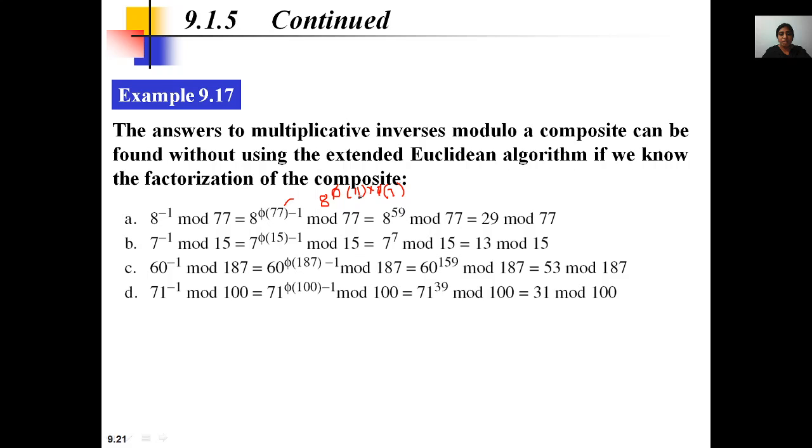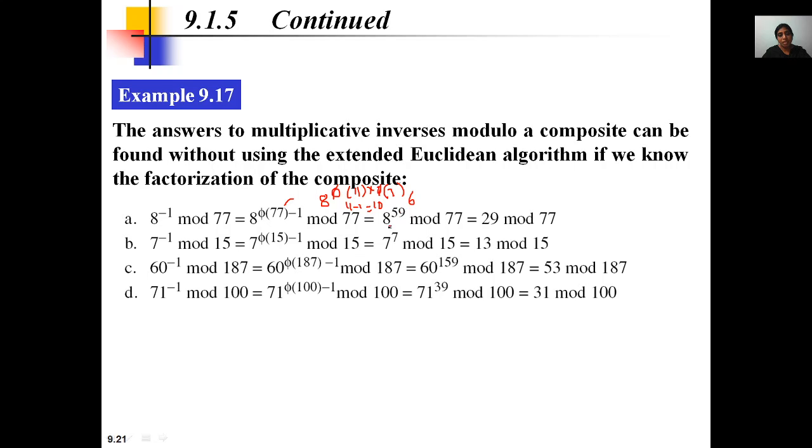Now phi of 11, this is a prime number, so you write the n minus 1 value, that is 11 minus 1, which leads to 10. Here also 7 is a prime number, so 7 minus 1 leads to 6. So 10 into 6, that is 60. 60 minus 1 gives the result as 59.